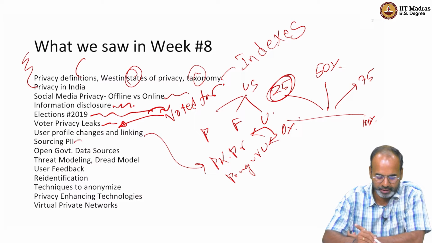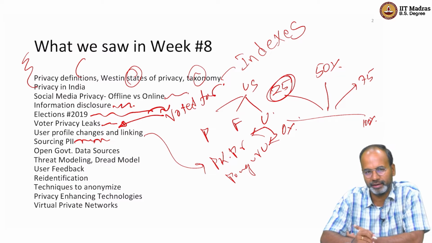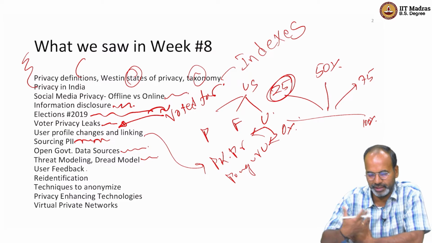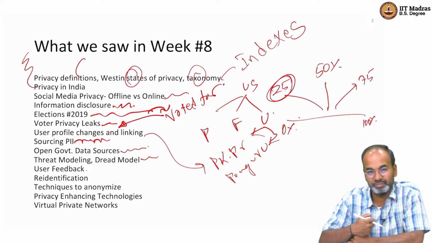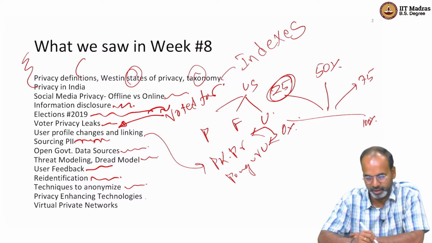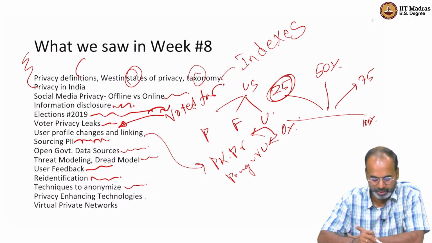Sourcing PII, collecting voter ID card, Aadhaar number, all that we saw from government sources. Threat modeling, DREAD model, we saw an example of a bank structure, how an ATM machine works, and what is the threat model, what is the DREAD model that you can look at. User feedback, re-identification of users, techniques to anonymize, k-anonymity, all the words we saw, privacy enhancing technology, Tor, VPN.